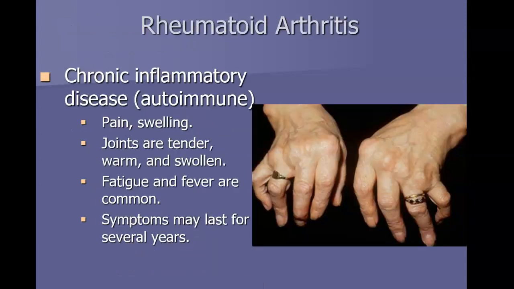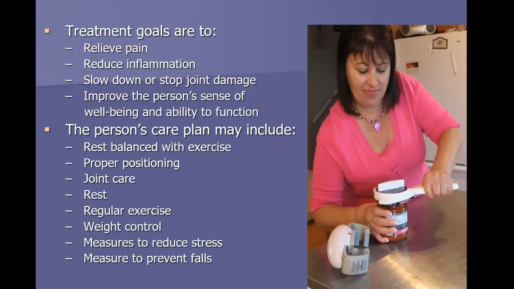Now, rheumatoid arthritis is a chronic inflammatory disease, but this one, it's autoimmune where the body is actually attacking. It's not degeneration from wear and tear. This is your body attacking the joints, and they become very painful and swollen. They're tender. People tend to feel tired, run low-grade fevers, and the symptoms can last for a long time. And generally, if you see it on one side of the body, we tend to see it on the other side of the body, where with osteoarthritis, you may just have it on one side.